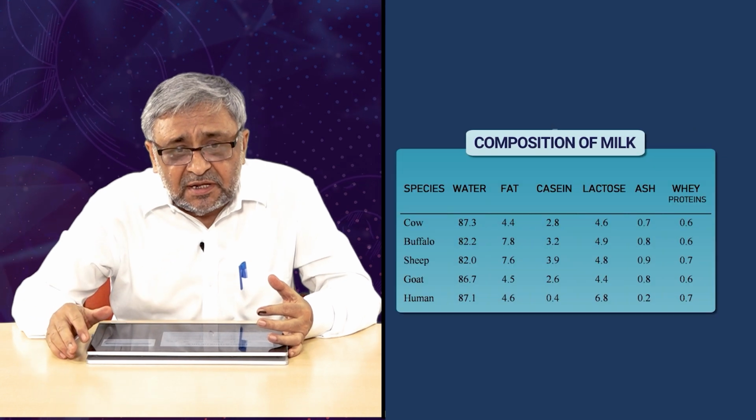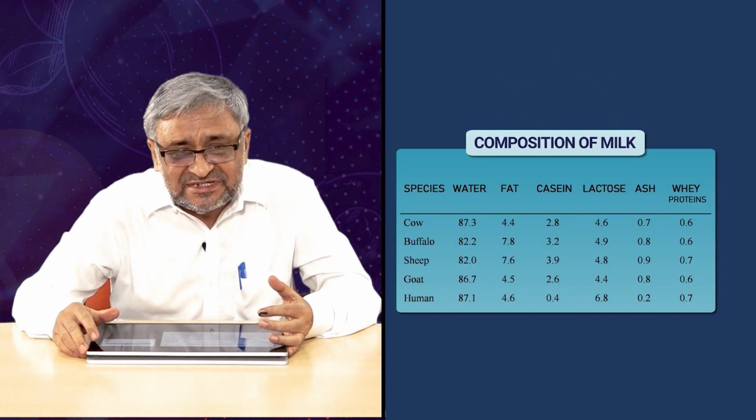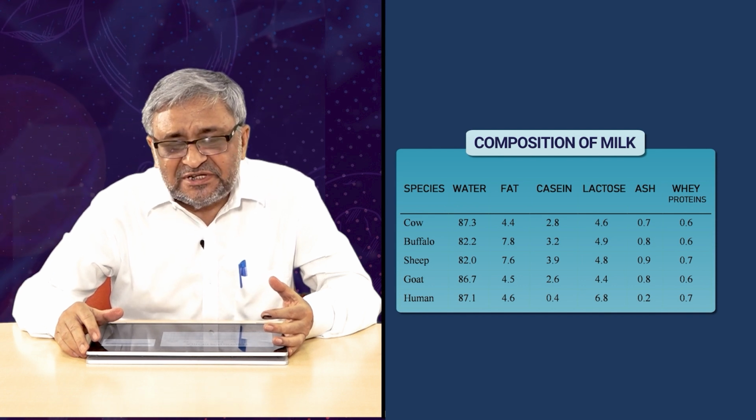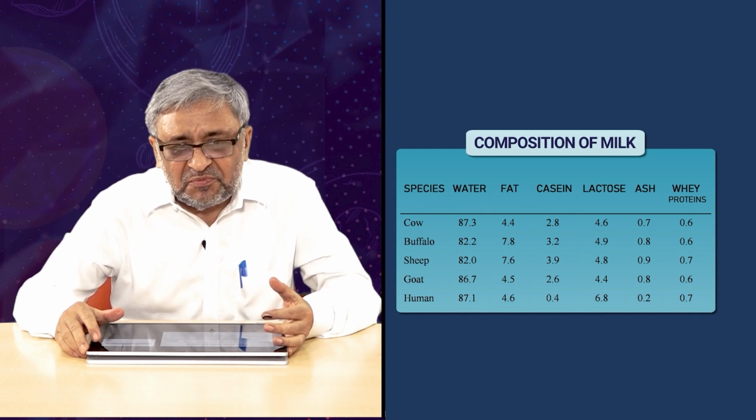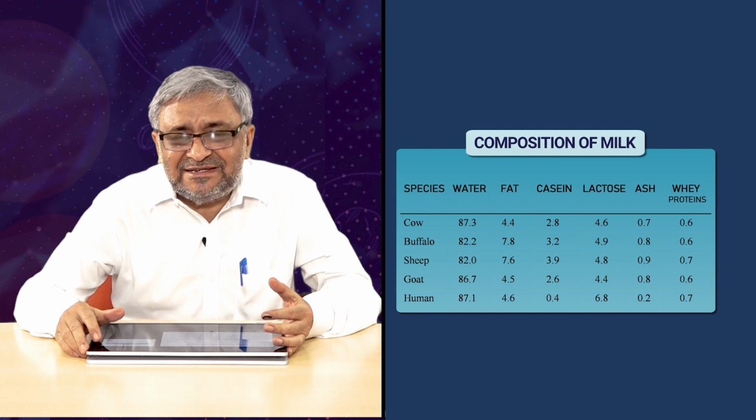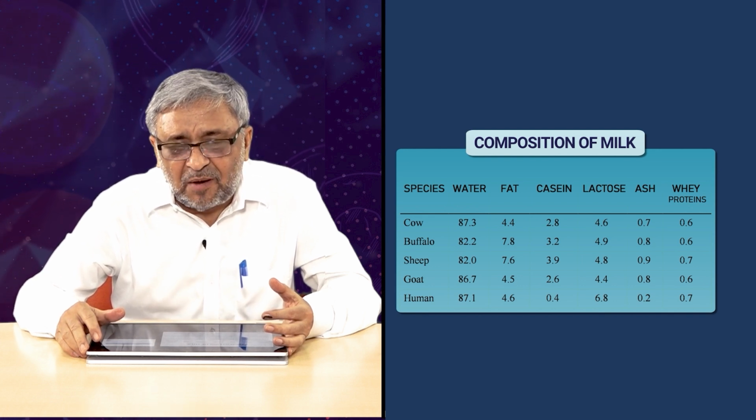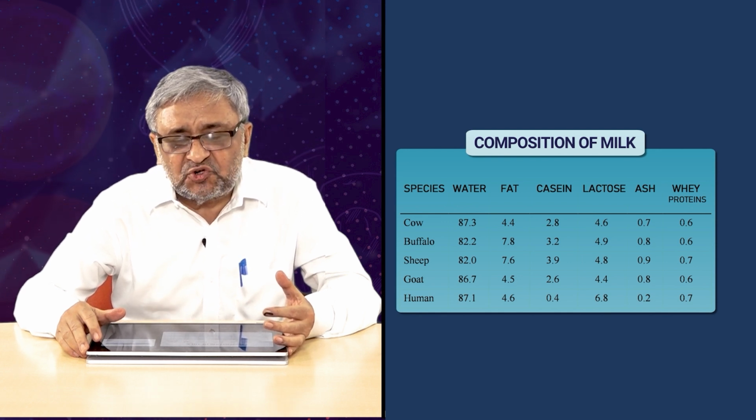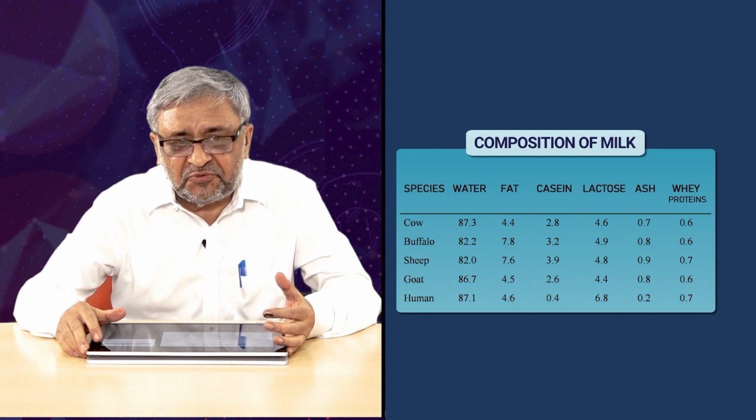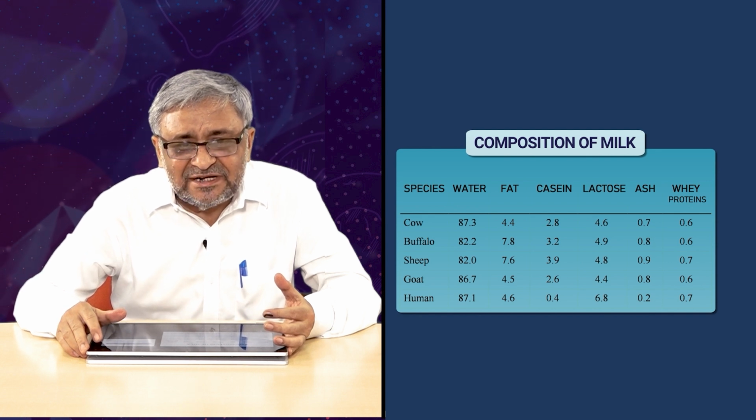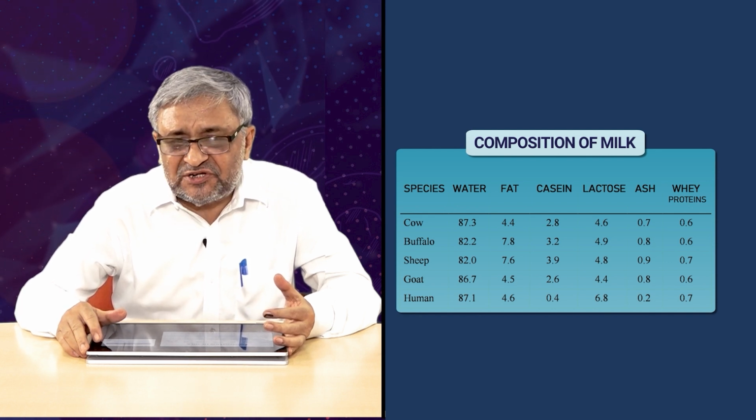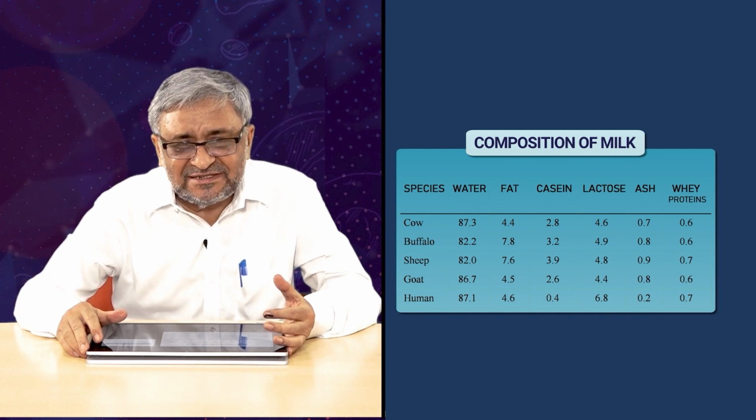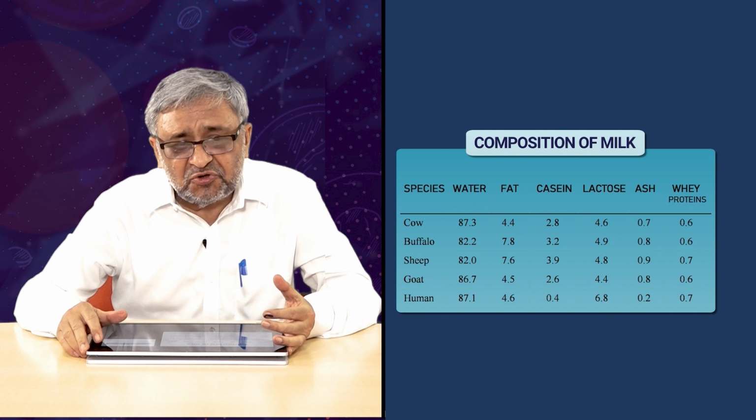Now, see the composition of milk of different species. As I mentioned, the main component is water. You can see cow milk has 87.3%. Buffalo milk is rich in total solids; water is only 82%. So, that is why I say buffalo milk is quite rich. The total solids are more and the water is less. Sheep milk is also quite rich. Goat milk is more like cow milk, 86 to 87%. Human milk is also like cow milk.